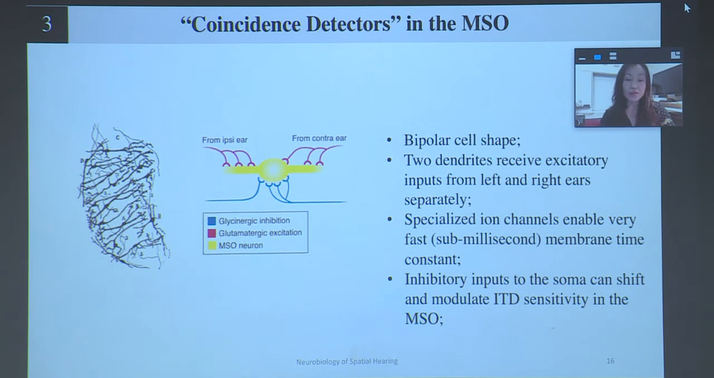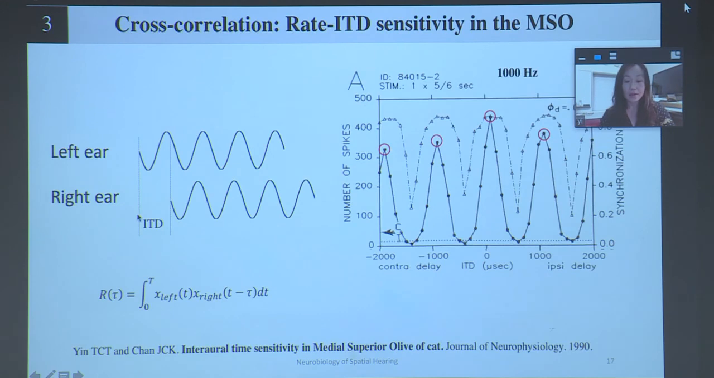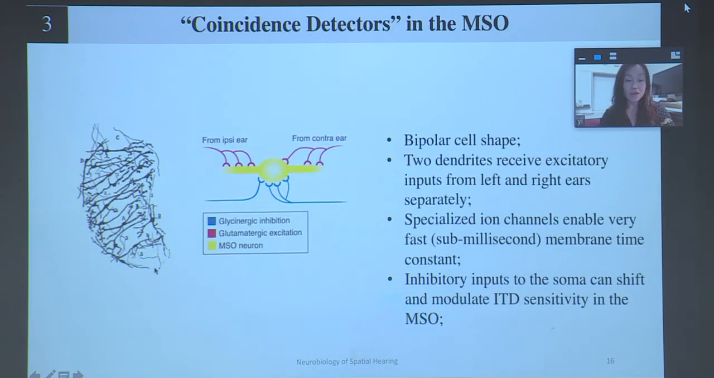As I mentioned, physiology later confirmed these mechanisms in mammalian species. What you see here is a slice taken from the gerbil MSO. Inside this MSO, there are many neurons arranged in parallel, and each neuron has a very unique but simple structure. They have a bipolar cell shape. They have a giant cell body, but then have two dendrites, one arranged laterally. And the amazing feature about the MSO cell is that the two dendrites receive inputs coming from different ears.